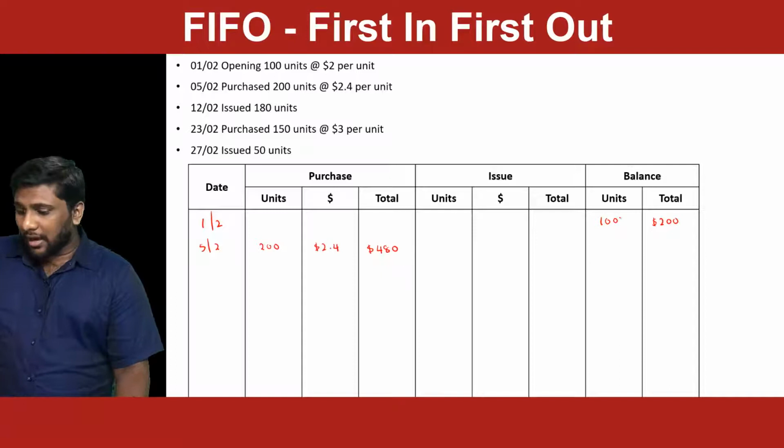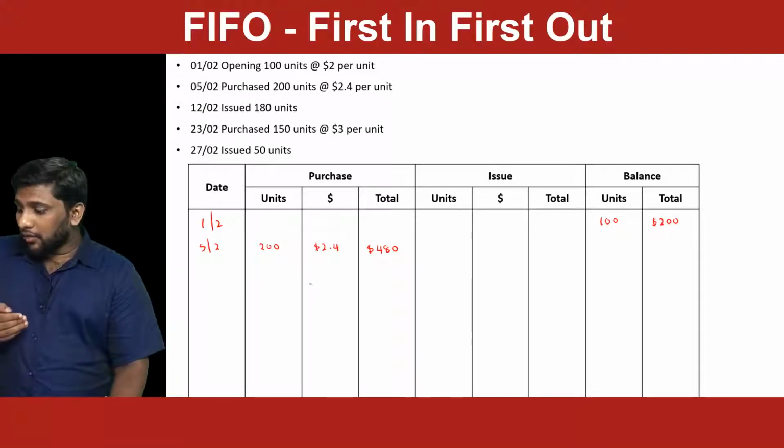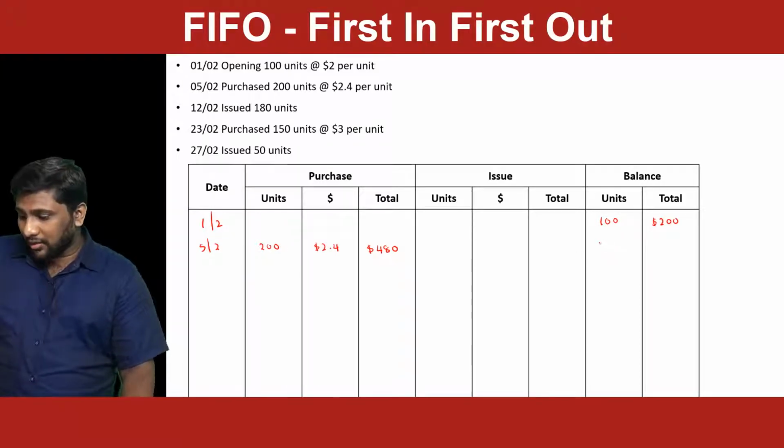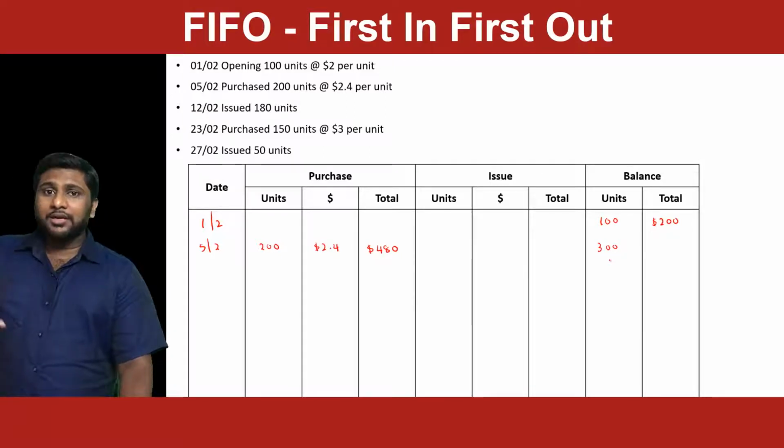So if you take the number of units, before purchasing the new materials or inventory, you had 100 units. Now you purchase new 200 units. So in total, how many units are there now? In total, 300 units are there. Already you had 100, new you purchased 200. So in total, 300 units are there.